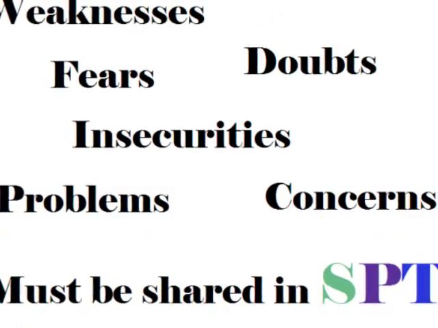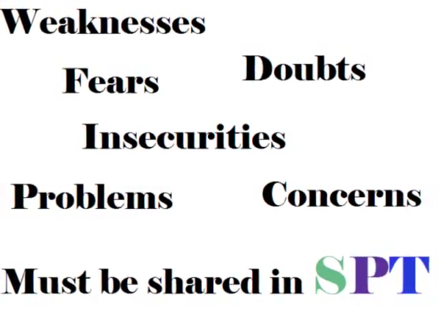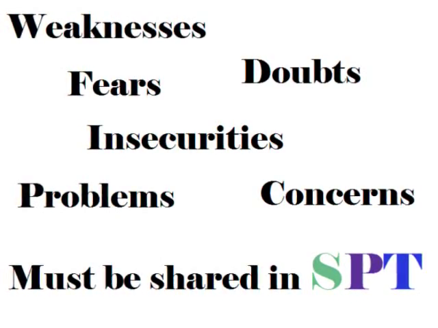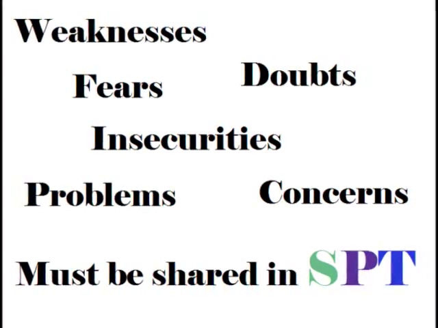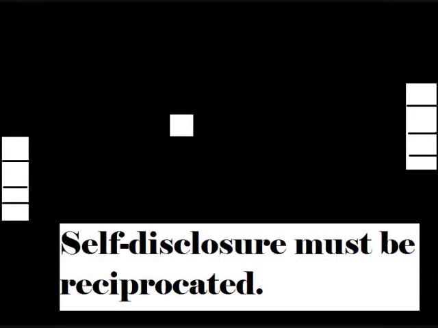So what's at the core here of social penetration theory? There are a lot of things that have to be shared in order for social penetration theory to work. Mainly, weaknesses, insecurities, and concerns. All of those have to be shared. However, self-disclosure must be reciprocated. For every fear that's been disclosed, a fear has to be disclosed from the other person as well. Bottom line, more self-disclosure equals advance in stage.